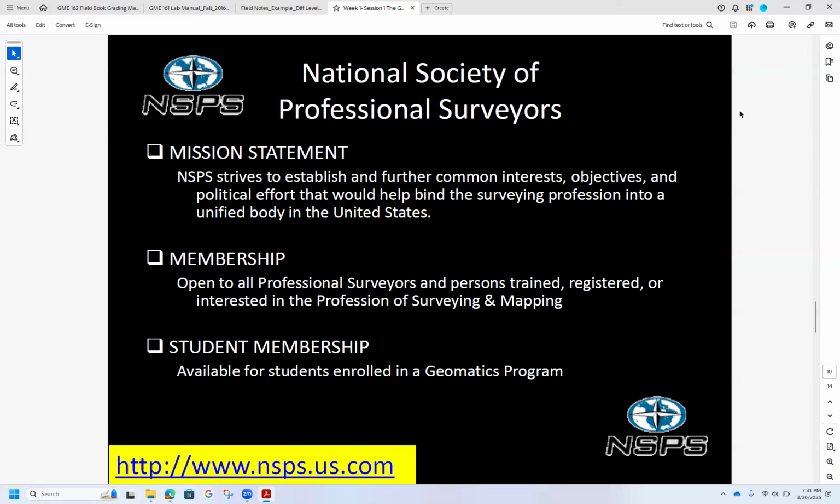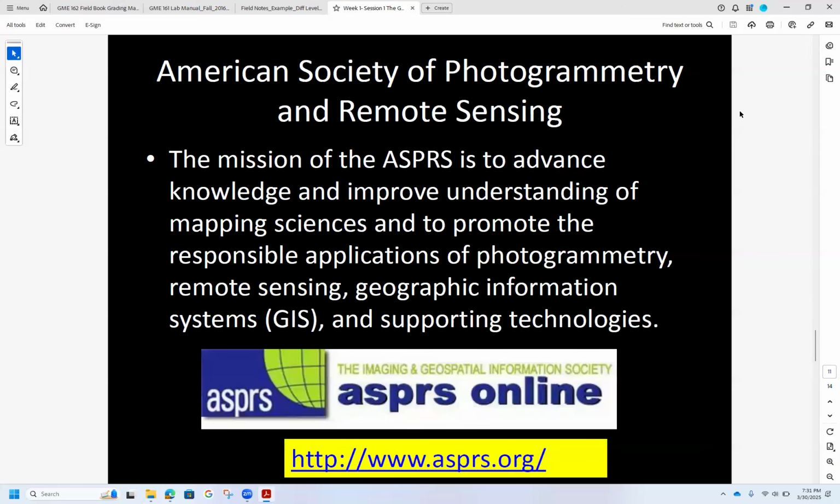Membership is open to all professional land surveyors and persons trained, registered, or interested in the profession of land surveying. Student memberships are available for those enrolled in the geomatics program. So any of you guys who are enrolled in the Oregon Tech geomatics program can apply for student membership with the NSPS. Same thing for the American Society for Remote Sensing. You guys can probably go on there and see if you can apply. But again, their mission is to advance knowledge and improve understanding of mapping sciences and promote the responsible applications of photogrammetry, remote sensing, GIS, and supported technologies.